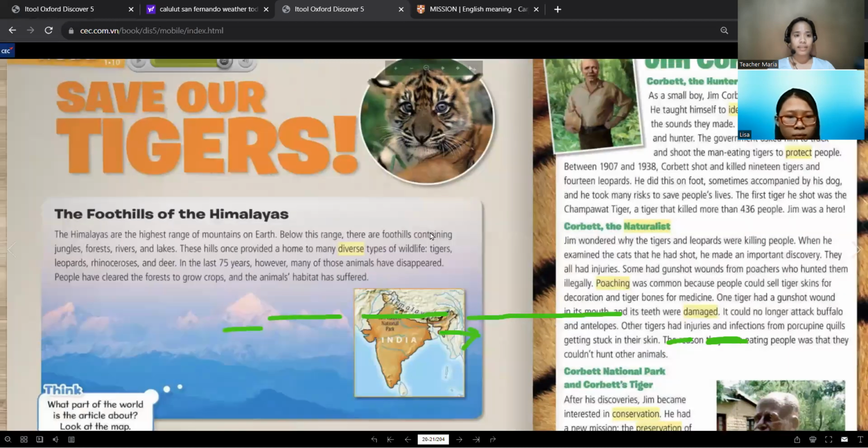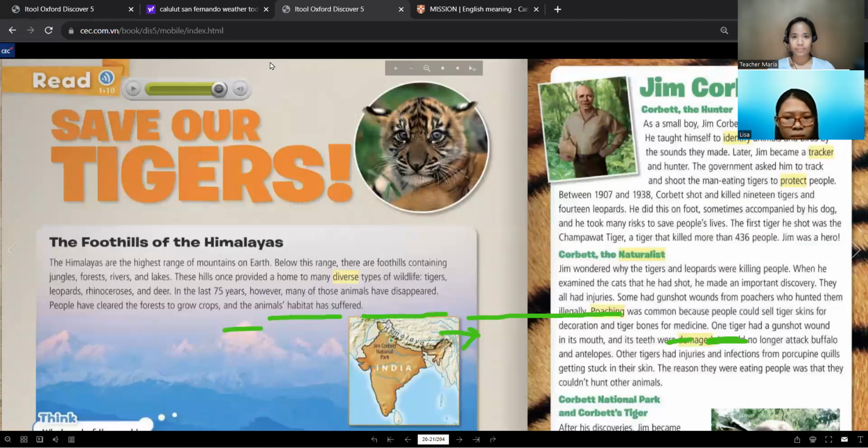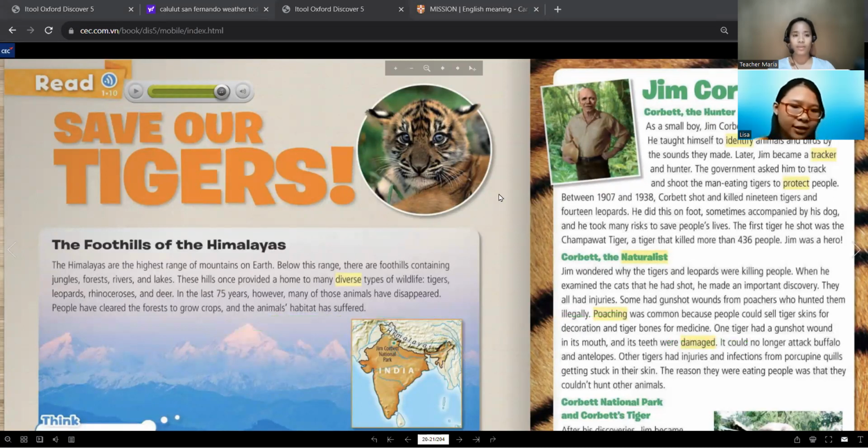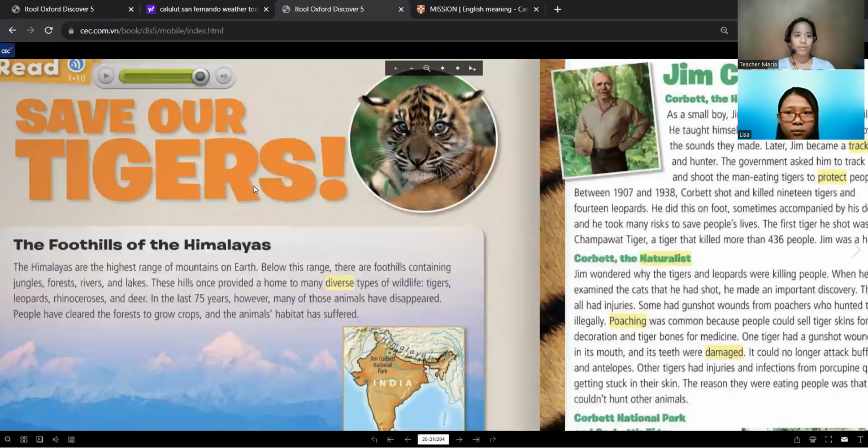What is our title? Can you read? Save Our Tigers. Okay, now I'm going to play the sound. You listen very carefully and then we will discuss. I will move my screen so that you can follow with our readings as the sound plays. Can you follow? Okay. One moment.